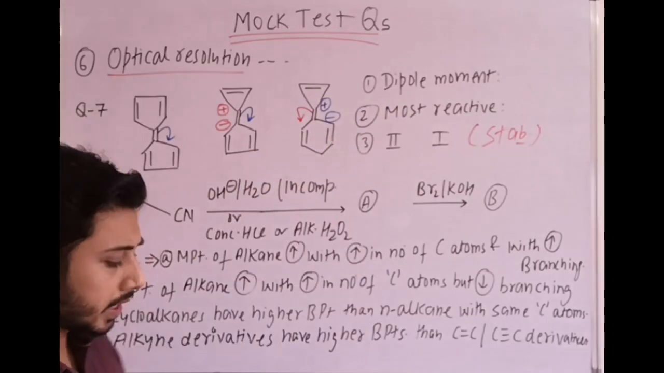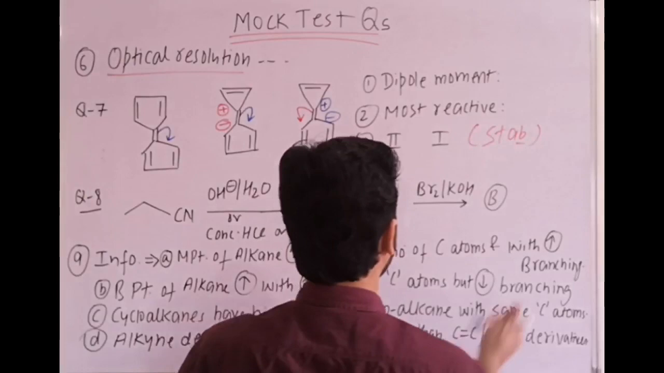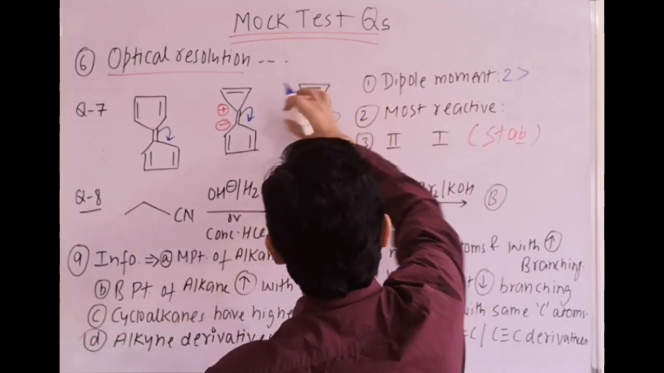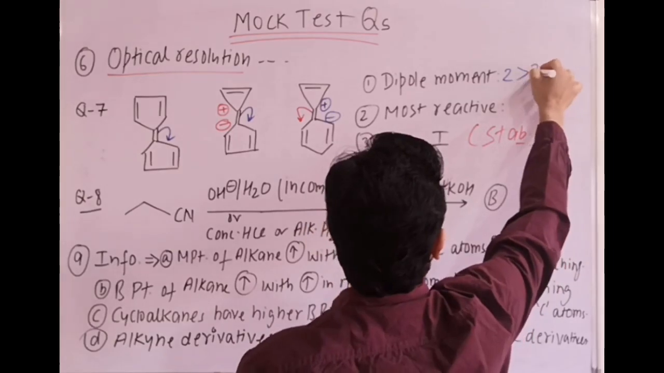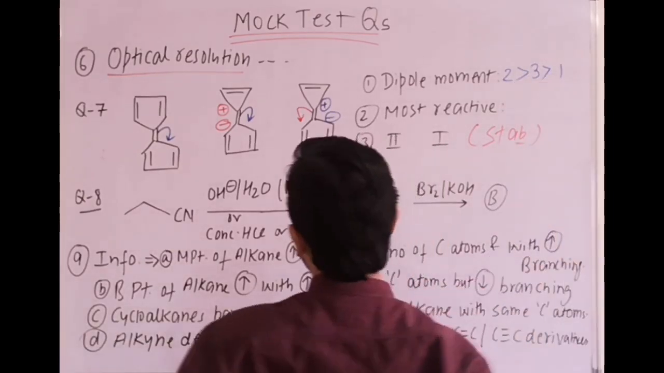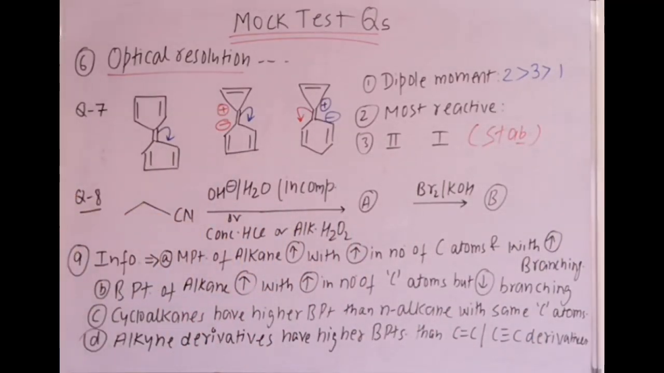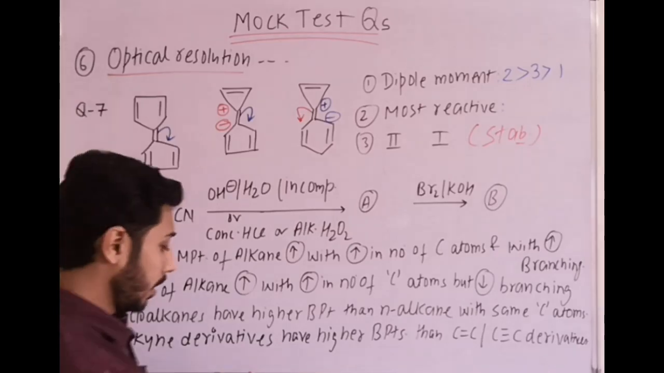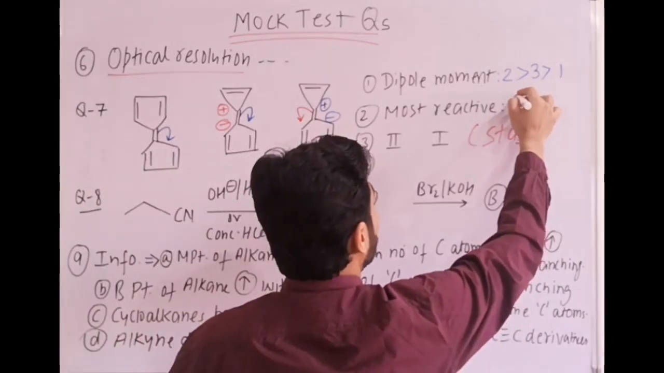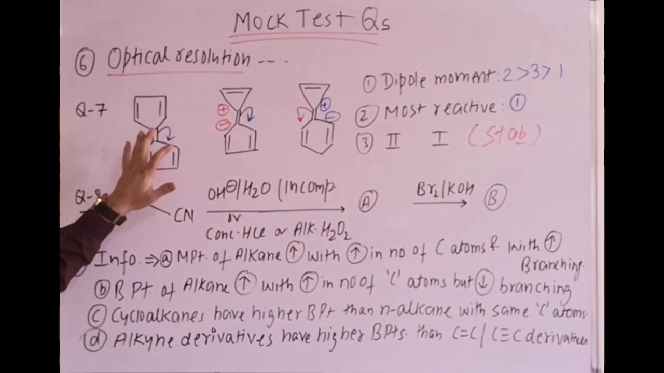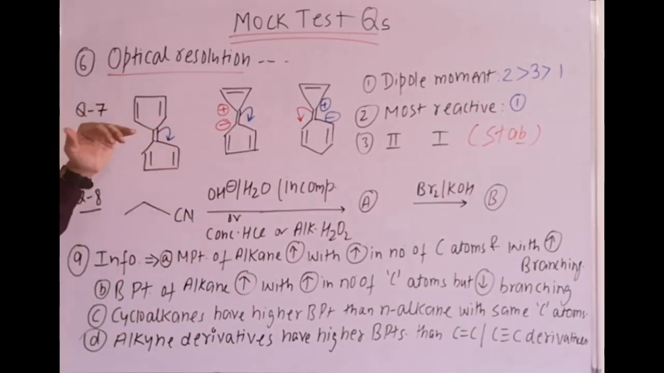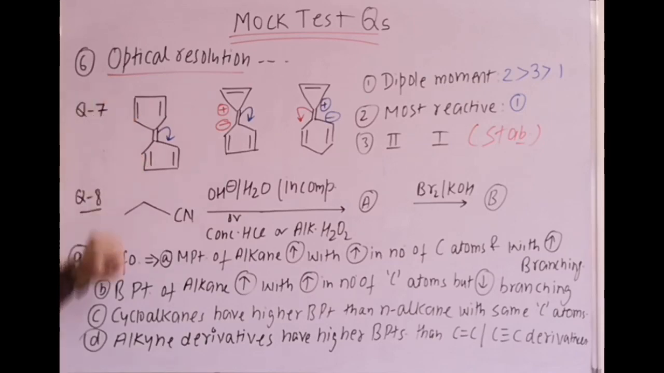So among them, the maximum dipole will be for the second, because the most development of charge will be there due to both rings being aromatic. Then third, least for the first one, right? Then among them, which is most reactive? The first one will be most reactive. Why? Because it is highly unstable, so it will quickly undergo the reaction to reduce its instability.